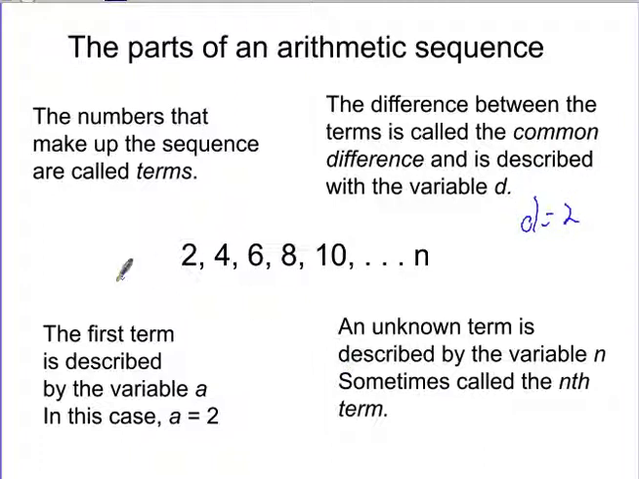The first term is described by the variable a. So a will always be the very first term in the sequence. In this case, a is 2 because it's the very first term of the sequence. And then an unknown term is described by the variable n, some term out in the future. If I want to know the 50th term, we'd call it n50, because that's the term that I'm looking for. So sometimes you hear people talk about the nth term. All of those definitions come into play when we get to the formula, which we'll look at right now.